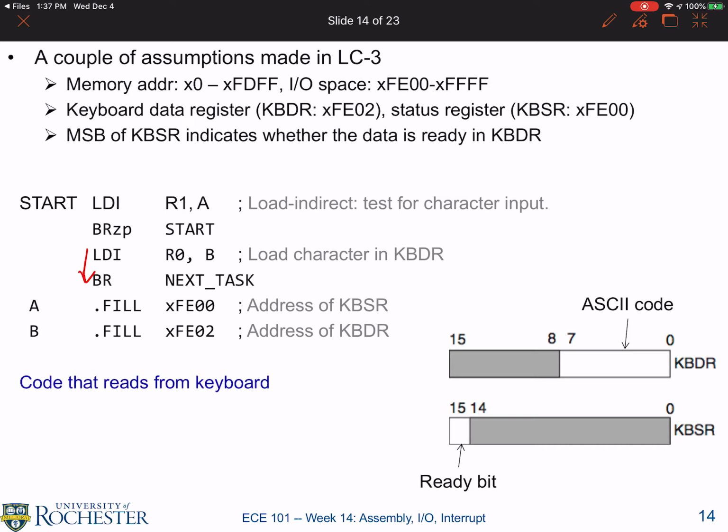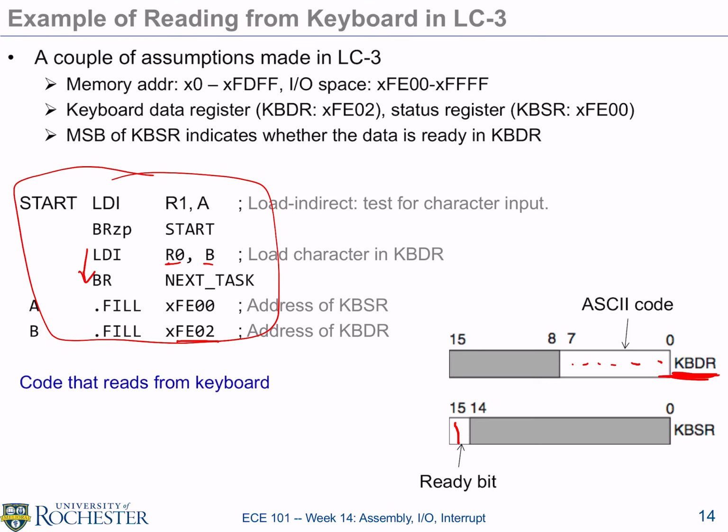This time I'm doing load indirect into R0 from B. So by now you know what happens. I'm loading from this address, which is the KBDR. So if this bit is set to 1, I'm loading these bits into my register. So that's all you need to do to handle hardware. Okay, this is how you read from your keyboard.